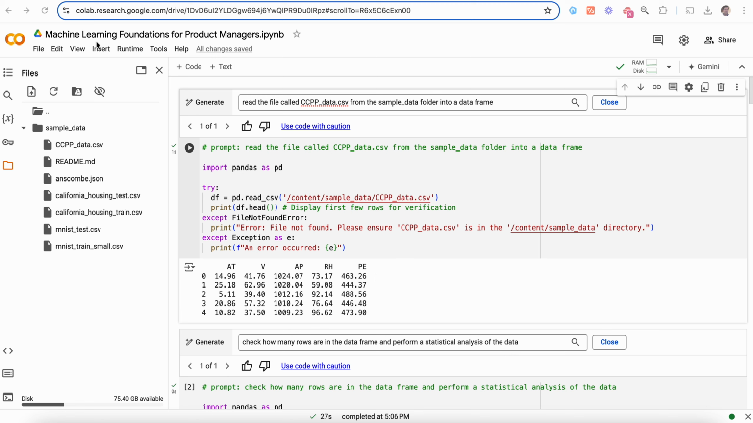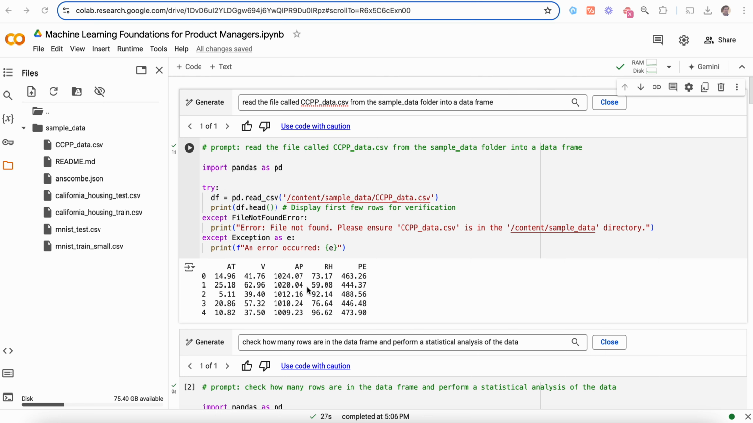This is an exercise within the Machine Learning Foundations for Product Managers course: to take a data set which provides the ambient temperature, the ambient pressure, the relative humidity, and the vacuum to predict the output from a series of electrical turbines, the electrical output. So the exercise is to compare a few machine learning models to find a way of predicting the right electrical output.